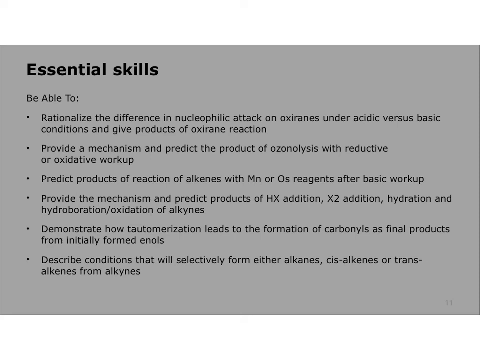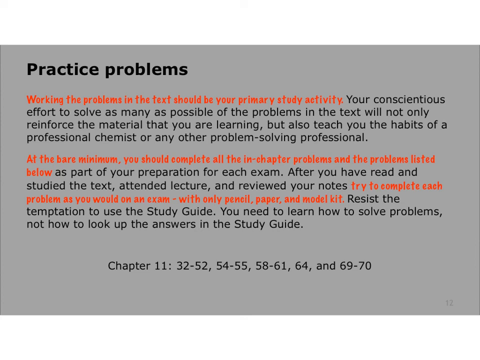You should be able to provide a mechanism and predict the products of ozonolysis with either a reductive or an oxidative workup. You should be able to predict the products of the reaction with manganese and osmium reagents, provide mechanisms and predict products of HX, H2, hydration, and hydroboration and oxidation of alkynes. You should be able to draw a mechanism for tautomerization and rationalize why enols form carbonyls, and describe the conditions that will selectively form either alkanes, cis alkenes, or trans alkenes from alkynes. Here's the usual list of practice problems, and you should focus on those as you study.